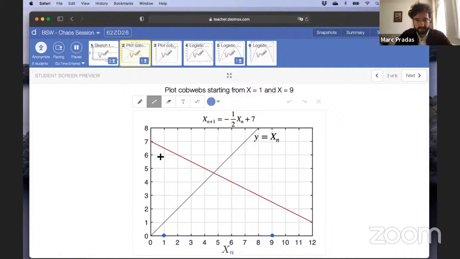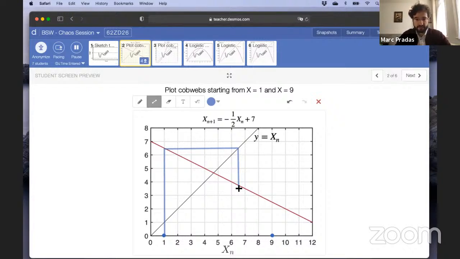And for example, we have this function, which is -1/2 x_n + 7, the red line. We've already drawn the baseline and the function line here. So starting, for example, from x_1, what you do is start with a straight line going up to the function line. And then from here, you would go to meet horizontally the baseline and then vertically the function line. So now can you keep iterating this process by following these two basic rules, horizontally until you meet the baseline, vertically until you meet the function line, and see what happens when you start from x equal to 1 or x equal to 9.